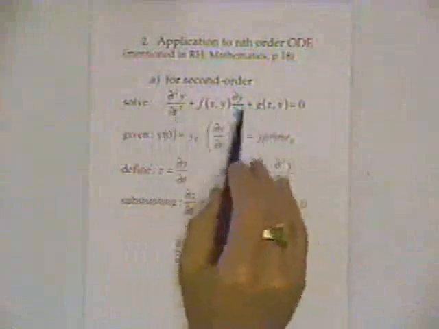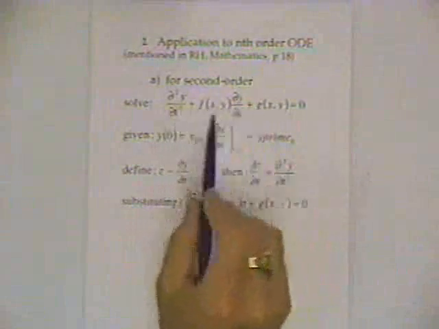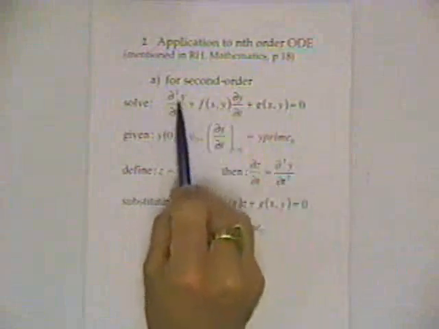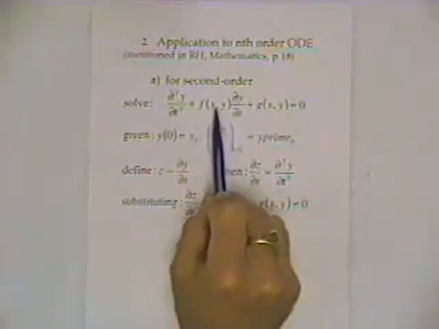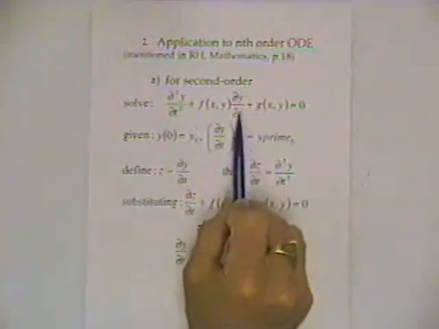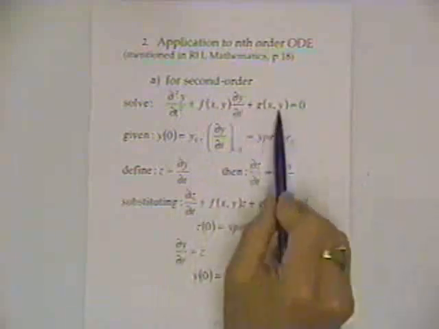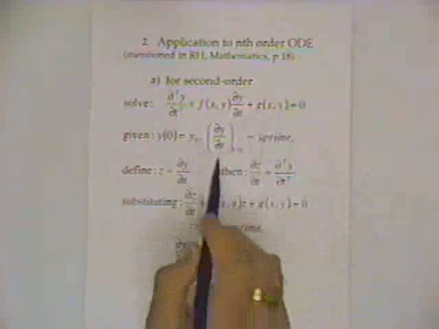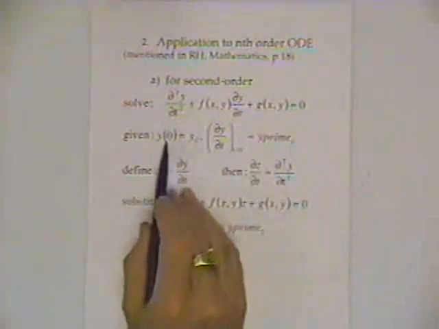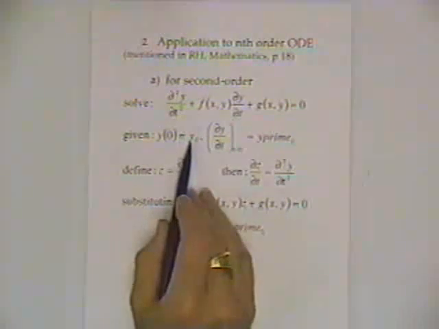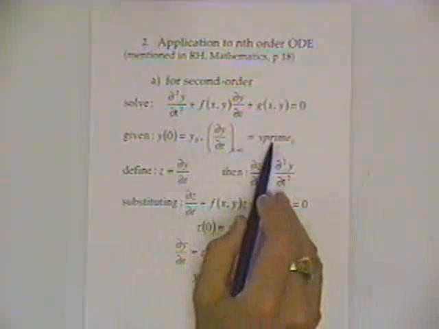In this case, we'll work through the example for a second order ordinary differential equation. So in general, a second order ordinary differential equation has a second derivative of y with respect to t squared, perhaps some function of x and y times the first derivative of y with respect to t, plus some other function of x and y, and possibly t actually. Right. Given in part of the problem then, you need to be given the value of y at some initial point and the value of the derivative at some initial point.